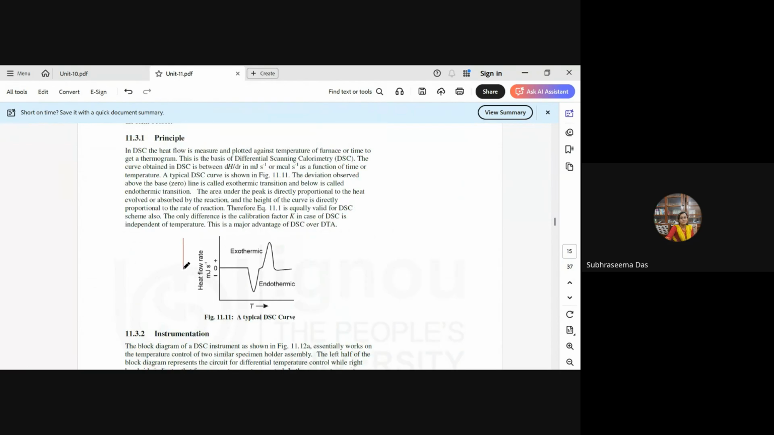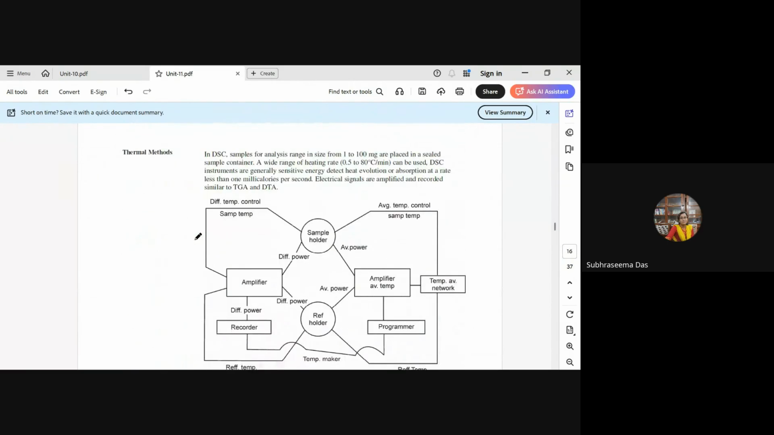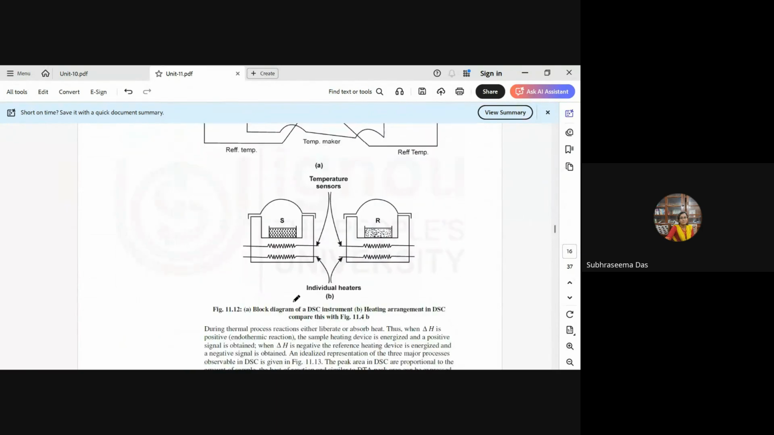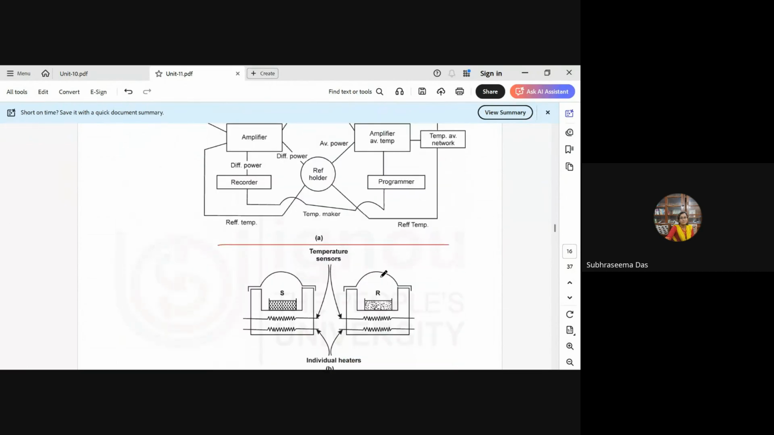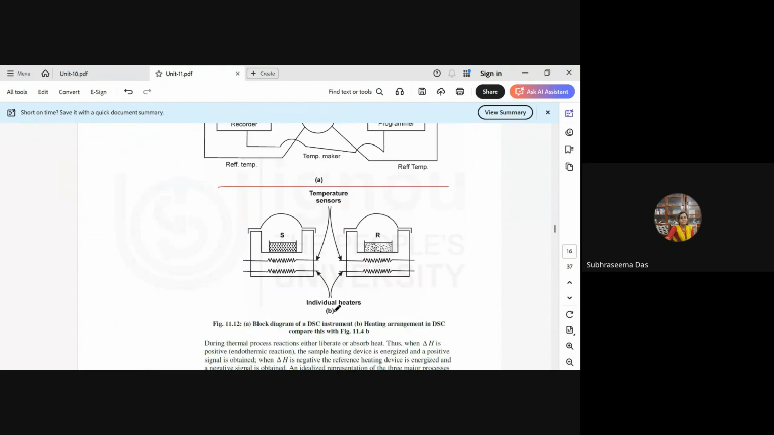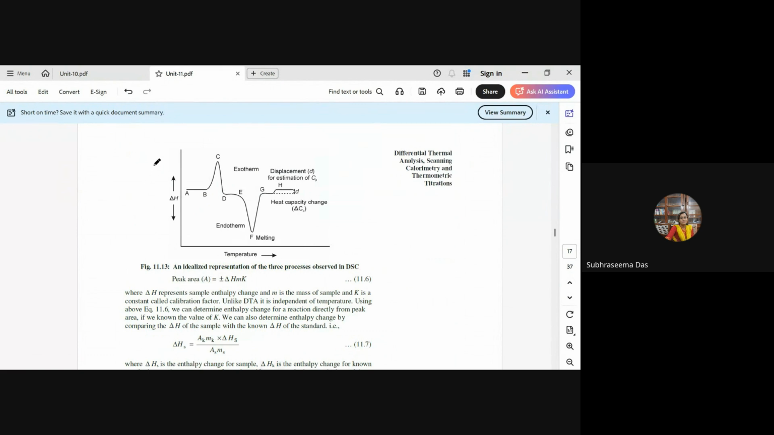So a DTA DSC curve consists of temperature on the x-axis and heat flow rate on the y-axis. The typical instrumentation of a DSC is shown in figure 11.12a, and the different types of heating arrangements are shown in figure 11.12b. So this is a particular DSC curve that has been shown here.